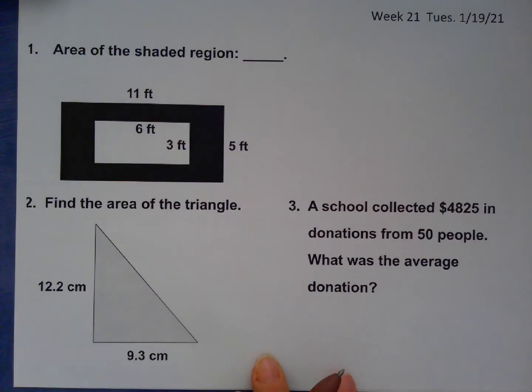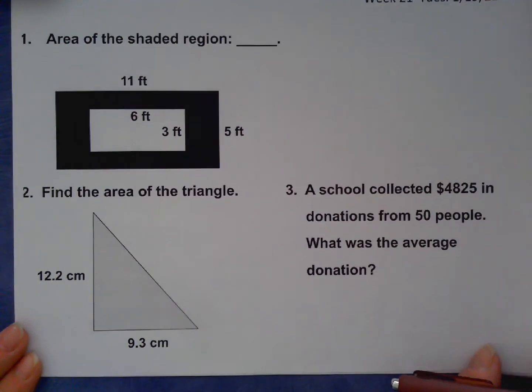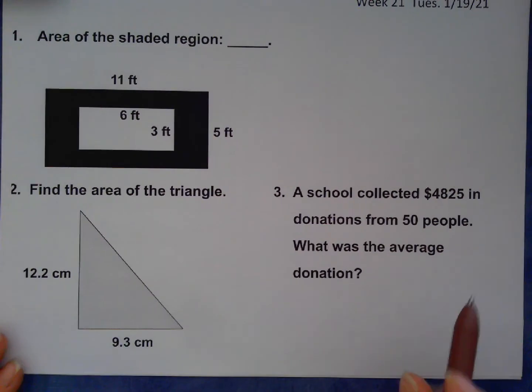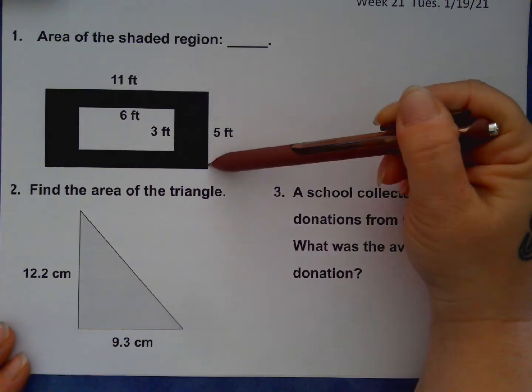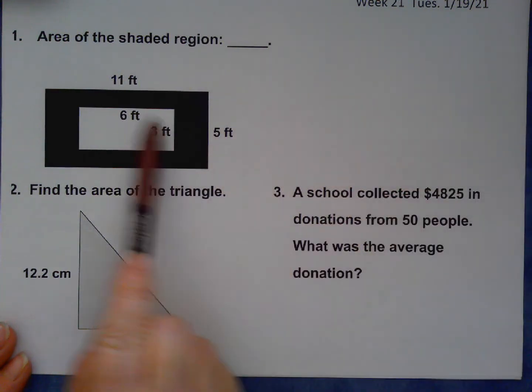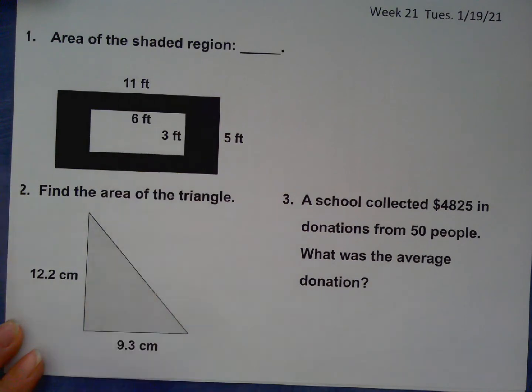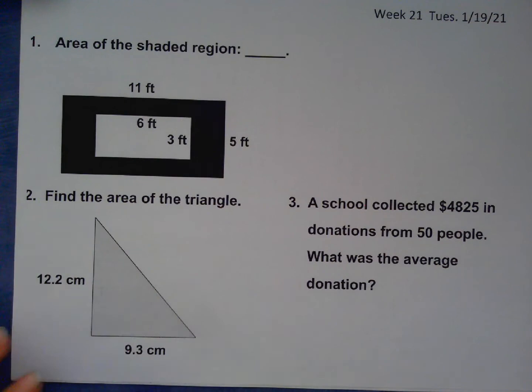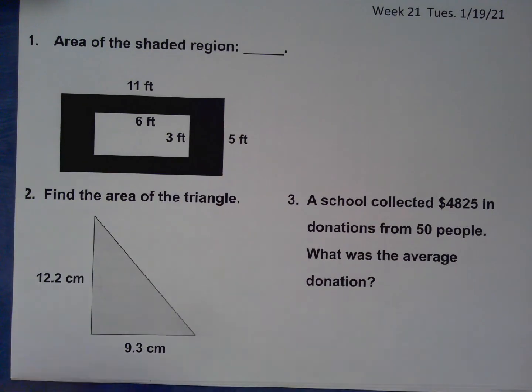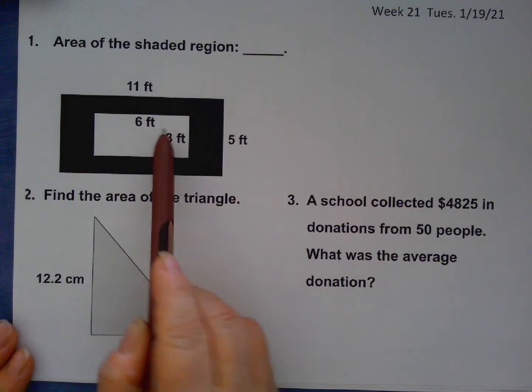So, number 1 is area of a shaded region. And we have 2 rectangles here. Okay, so we have the big black rectangle. And then what I would call the empty space, or the hole in the rectangle, which is the smaller rectangle, the white one, 6 times 3 feet. I want you to remember to think about that white space as like a hole in, like you had, let's say you had a black piece of construction paper and you cut a rectangular hole in the middle of the construction paper. That's what this is.